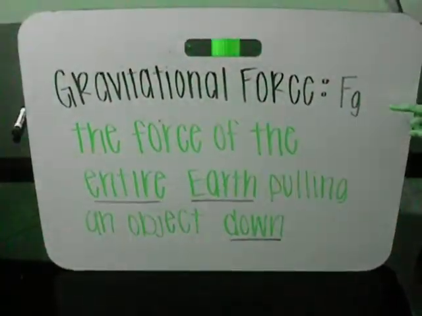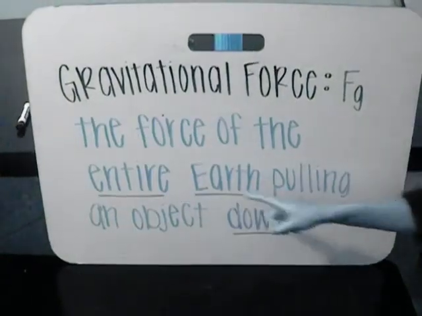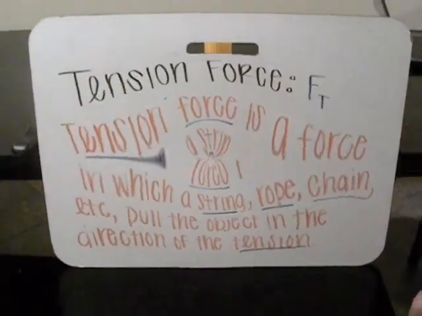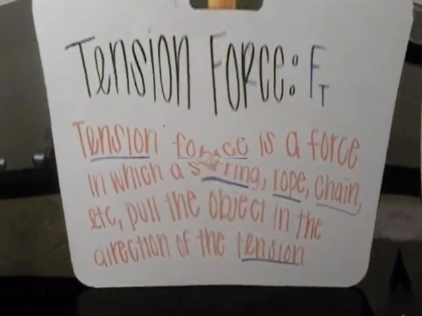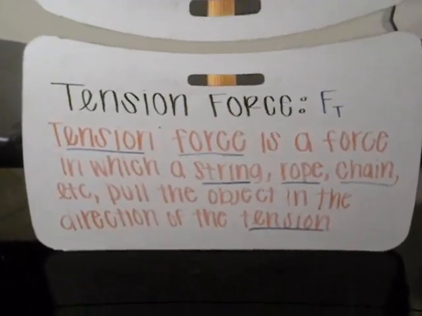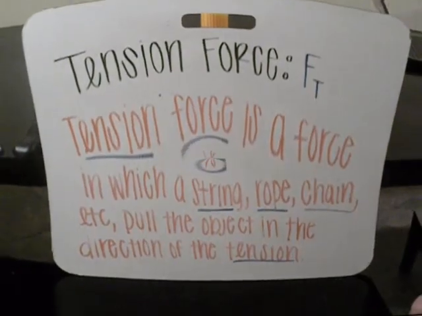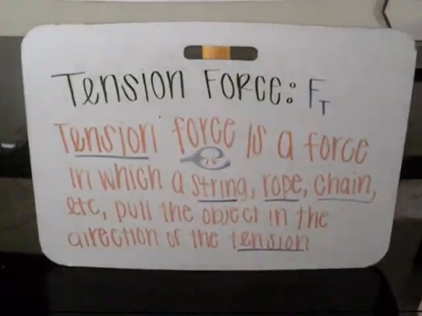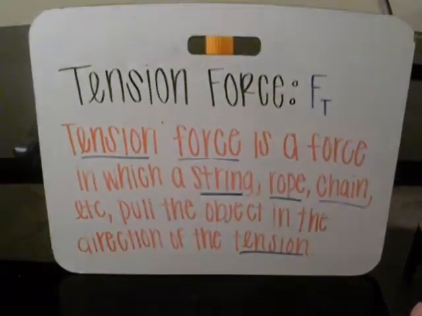The gravitational force is the force of the entire Earth pulling an object down. A tension force is a force in which a string, rope, chain, or any other object that can create tension pulls the object in the direction of the tension.